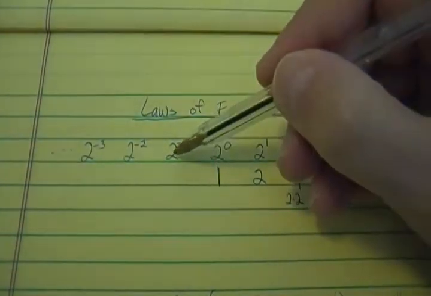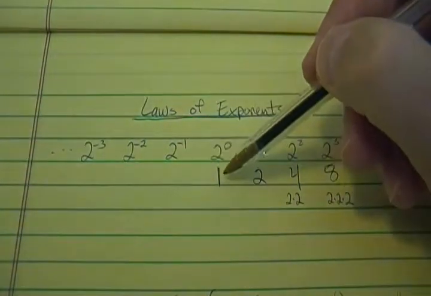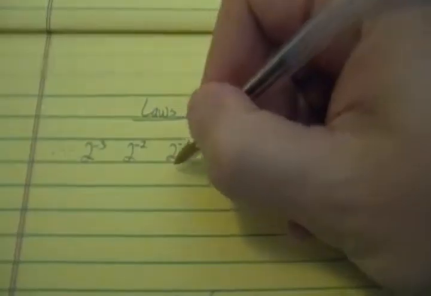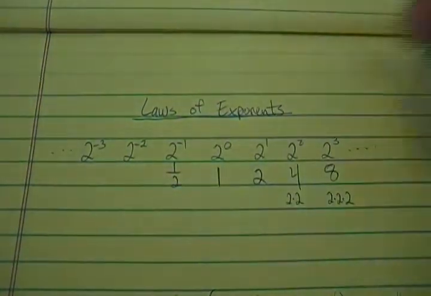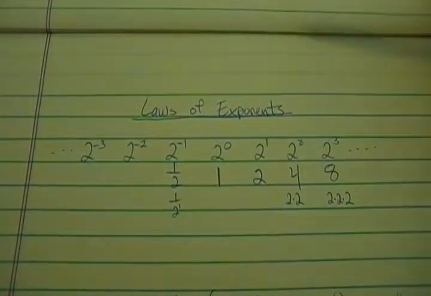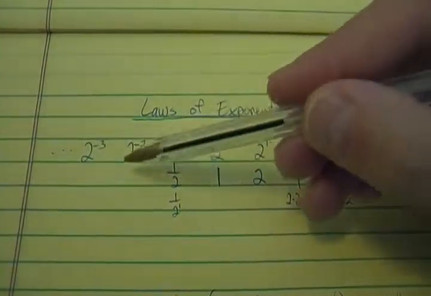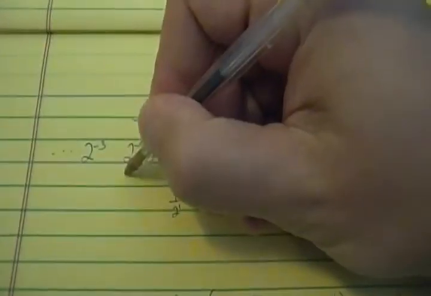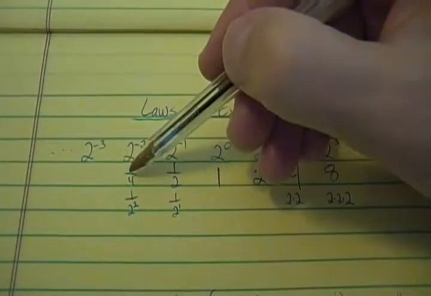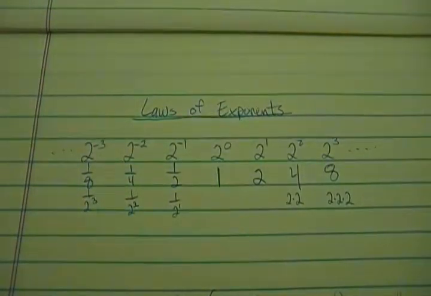And then if we keep moving to the left to get to 2 to the negative 1 power, we do the same thing. When we move to the left, we divide by 2. 1 divided by 2 is 1/2, which is 1 over 2 to the first power. Let's go to the next one. If we do 1/2 divided by 2, we end up with 1/4, which is 1 over 2 to the second power. If we keep going to the left, 1/4 divided by 2 gives us 1/8, which is 1 over 2 to the third power.